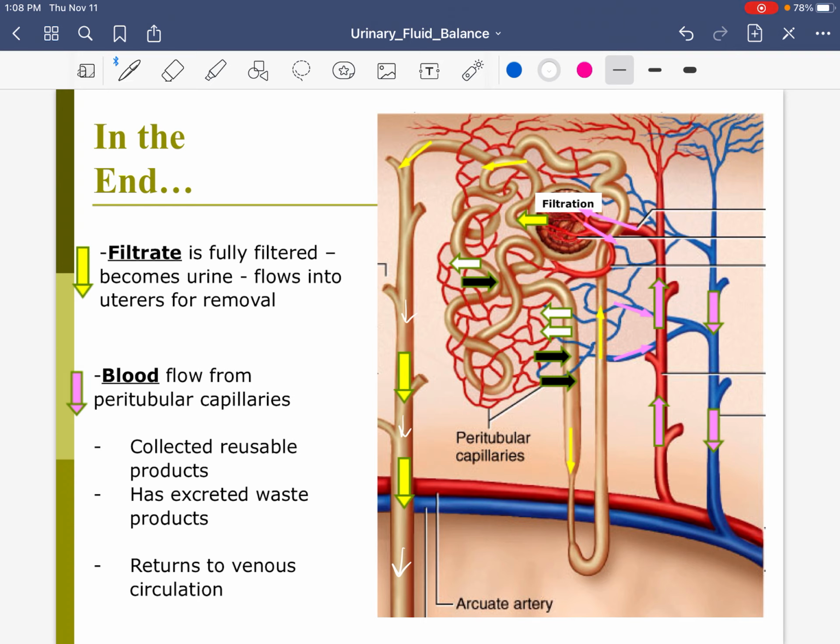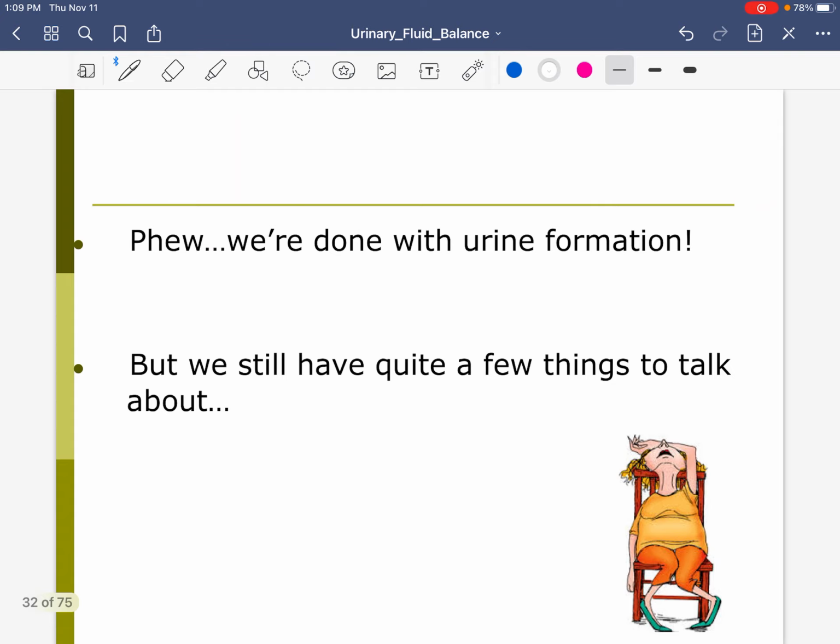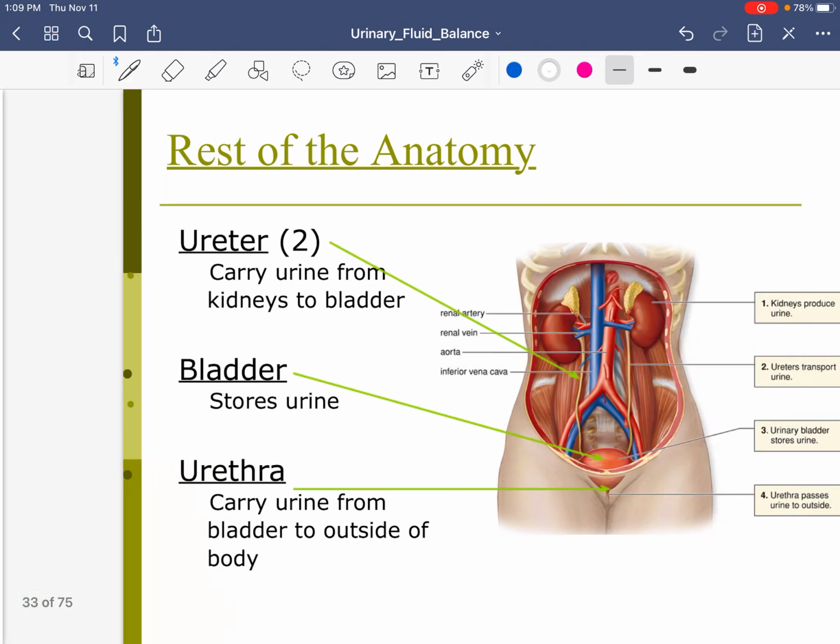In the end, when all is said and done, whatever is left in the tubules is going to leave via the ureters into the bladder, not the urethra. And whatever is in the blood vessels gets reabsorbed back into the body.